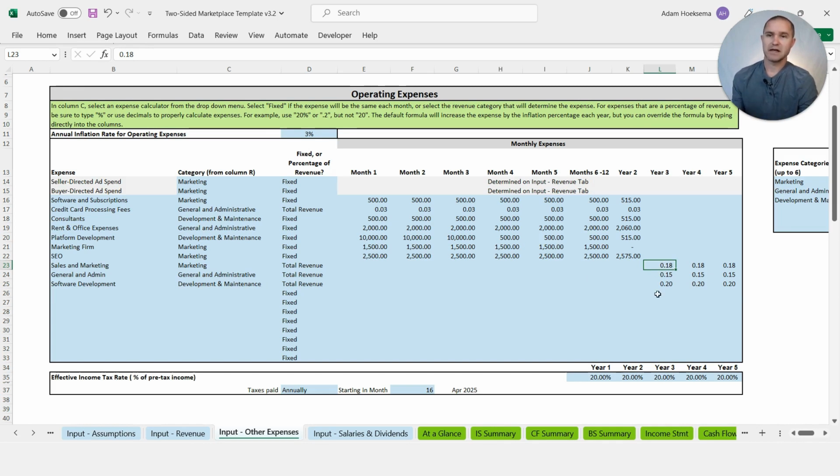And so we're going to spend 18% of total revenue on sales and marketing, 15% on general and admin, and 20% on software development. So this allows you to scale those expenses with revenue instead of having to pick specific dollar amounts out in year 5 when you really have no idea how much you're going to spend. So I think that ends up being a pretty good approach. So we've set it up that way as a default. You don't have to do it that way. You can put specific dollar amounts here in year 3, 4, and 5 if you prefer.